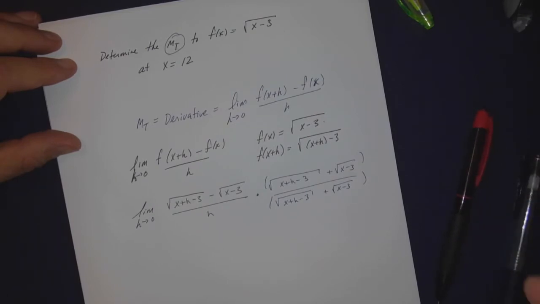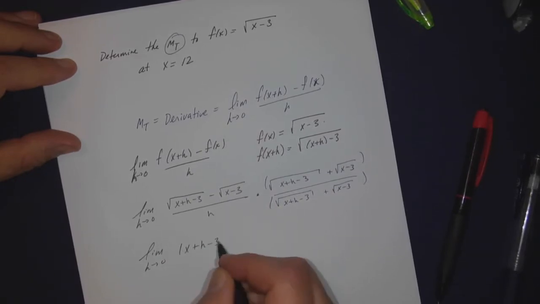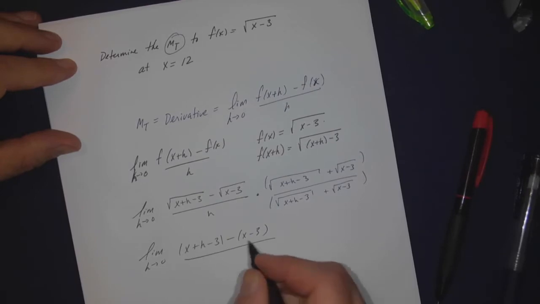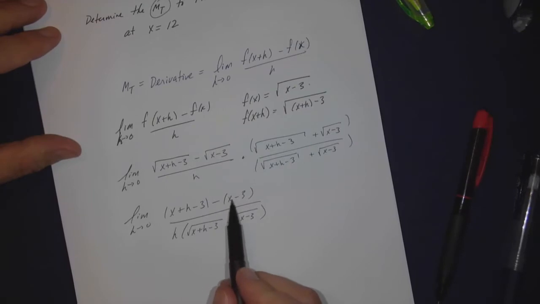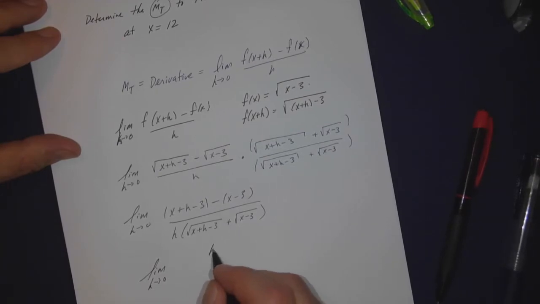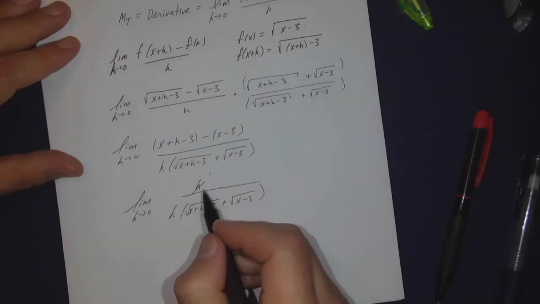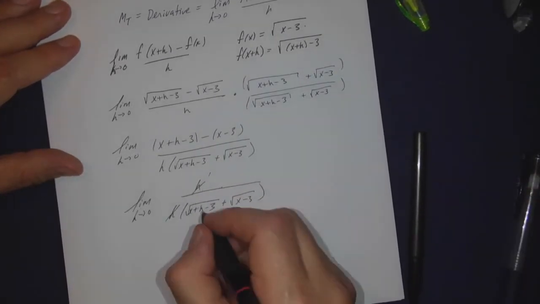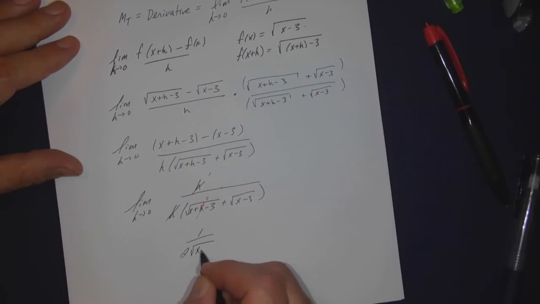Now, remember, the top is simply going to become this one squared, so it's x plus h minus 3, subtract x minus 3 over top of. Now, the bottom I do not expand. There's no point in expanding the bottom. The top is going to become minus x, plus 3, so I'm going to be left with the limit as h approaches 0 of h over h times the root of x plus h minus 3 plus the root of x minus 3, and the h's are going to reduce, and then we're going to apply the limit. h is going to go to 0, and we're going to end up with 1 over 2 root x minus 3.